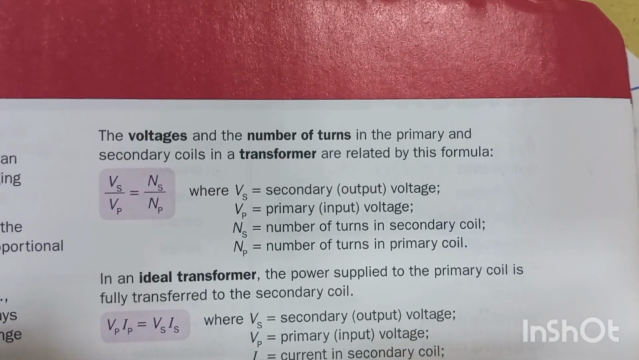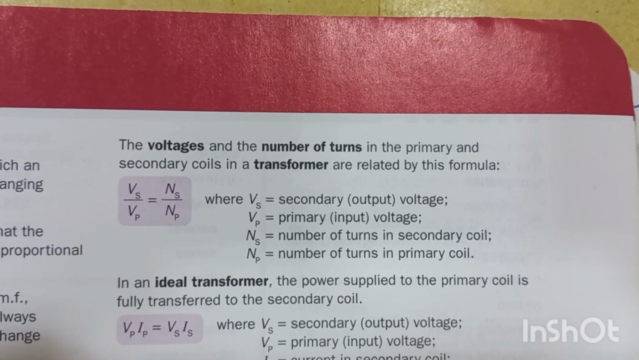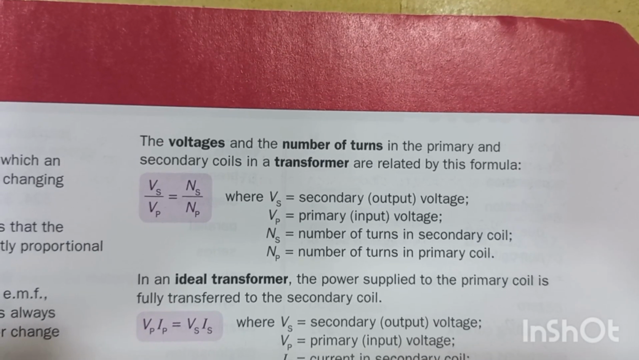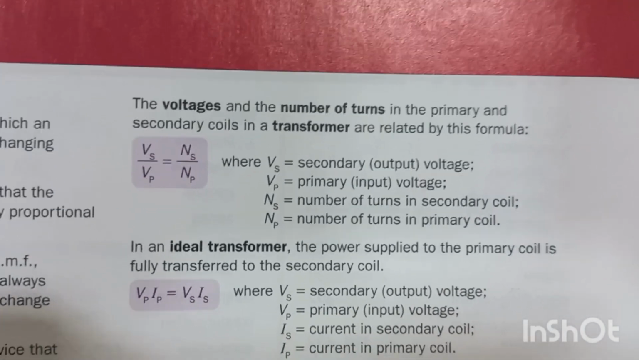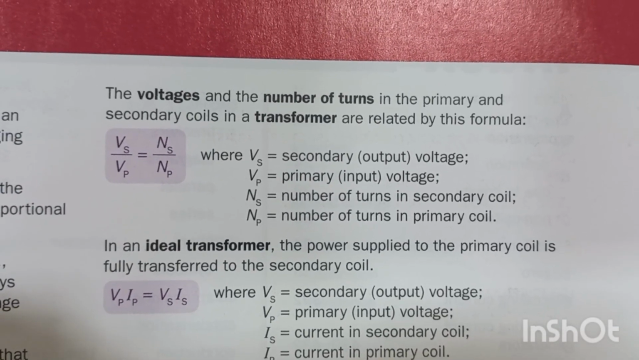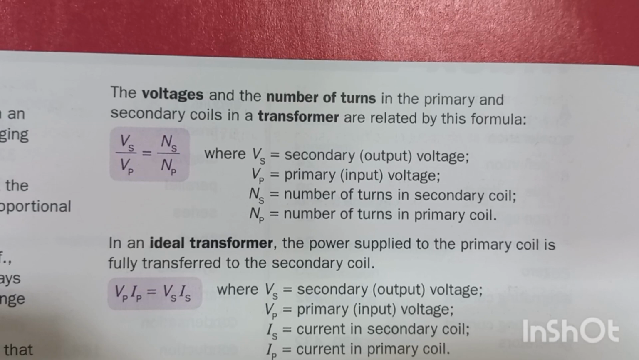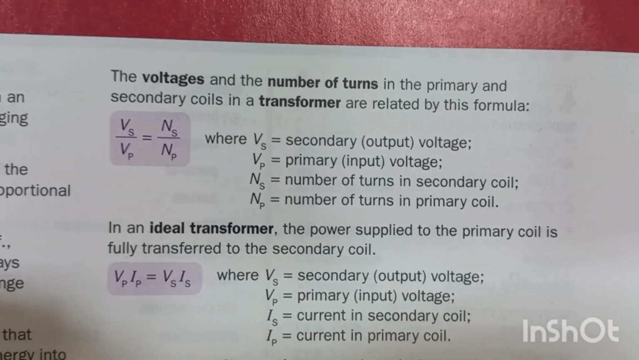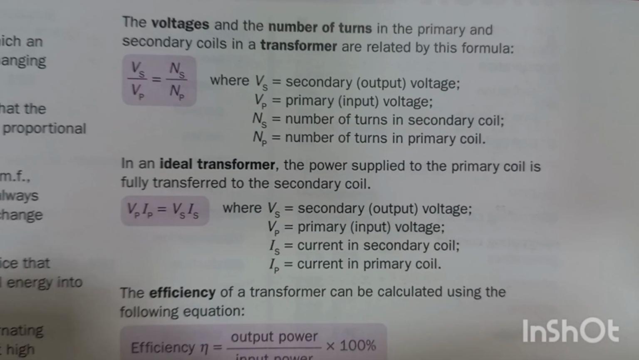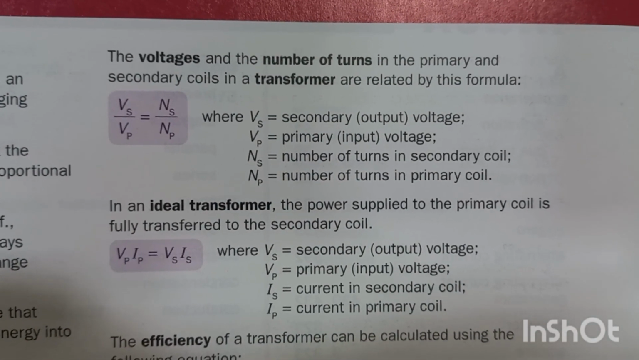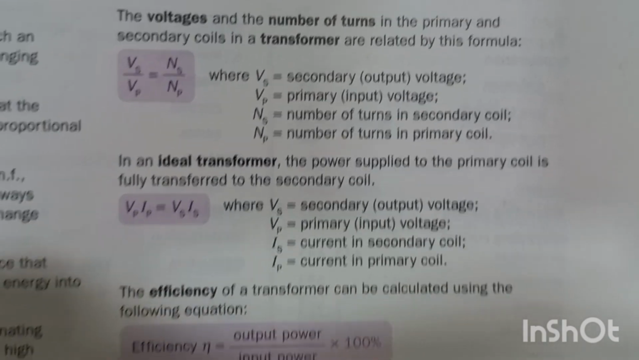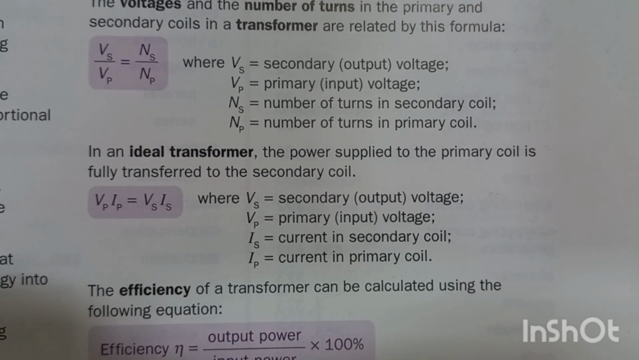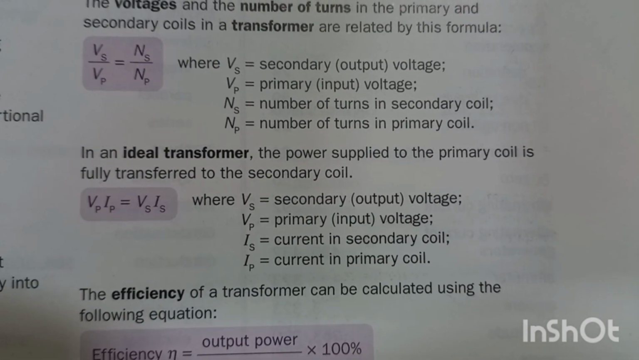The voltages and the number of turns in the primary and secondary coil in a transformer are related by this formula. Vs divided by Vp is equal to Ns divided by Np, where Vs is the secondary output voltage, Vp is the primary input voltage, Ns is the number of turns in the secondary coil, and Np is the number of turns in the primary coil. In an ideal transformer, the power supplied to the primary coil is fully transferred to the secondary coil.